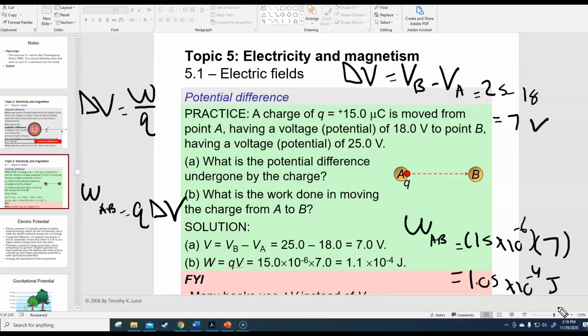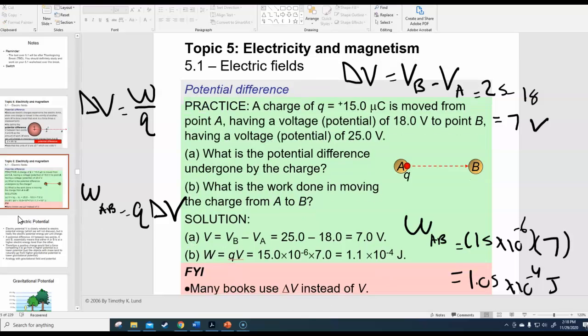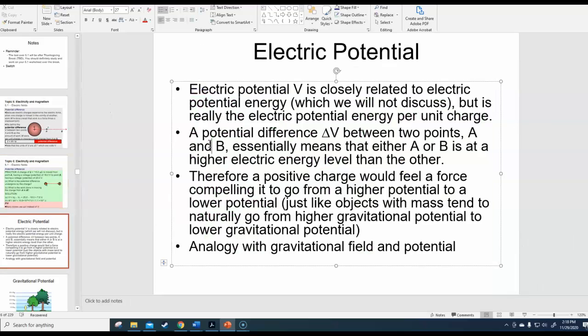Likewise, in this example here, we're moving a positive charge from a lower potential to a higher potential. Okay, in other words, we're fighting against an electric force, and so in doing so, we have to do a positive amount of work, and that's just what we've calculated right here. Okay, so pause it there, add that to your notes, and then we'll talk more about electric potential. Okay, moving on. Okay, so go ahead and add this to your notes.